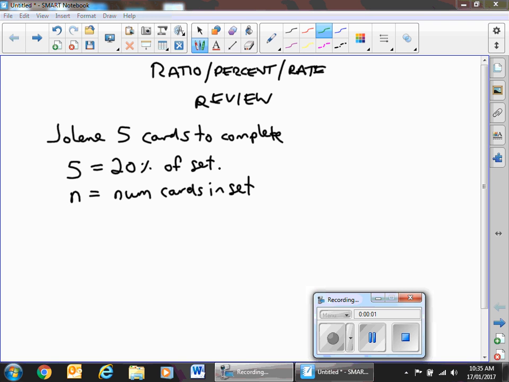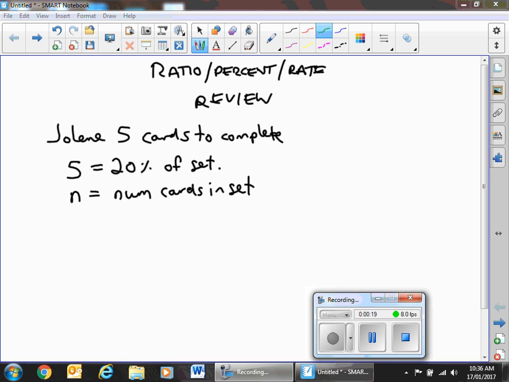Okay, in this question, Jolene needs five cards to complete the set. Five of those cards equals 20% of the set, and we're going to use n as the number of cards in the set. Now, if you can remember back, we have to think logically here so that we can turn this into an algebra problem.